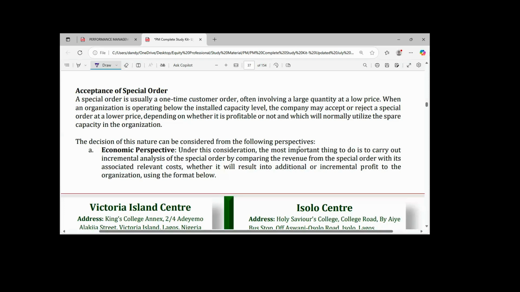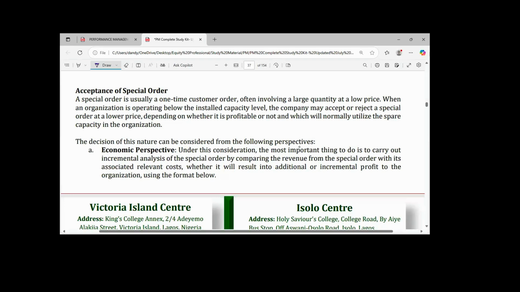Now, one thing you need to understand is that there are two different ways the examiner can test you as far as special order is concerned. If in the question you are given sales value or selling price, it means that the examiner wants you to determine either profits or loss from the special order. The focus is on the special order. You are less concerned with the company's normal operation. So what is the sales value from the special order? Then you compare it with the relevant cost of making the special order, whether it will produce additional profits or result in loss to the organization. That is the economic analysis.